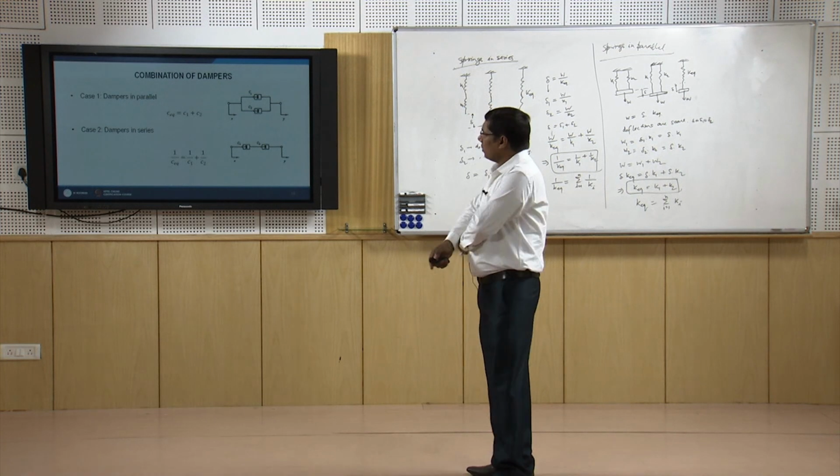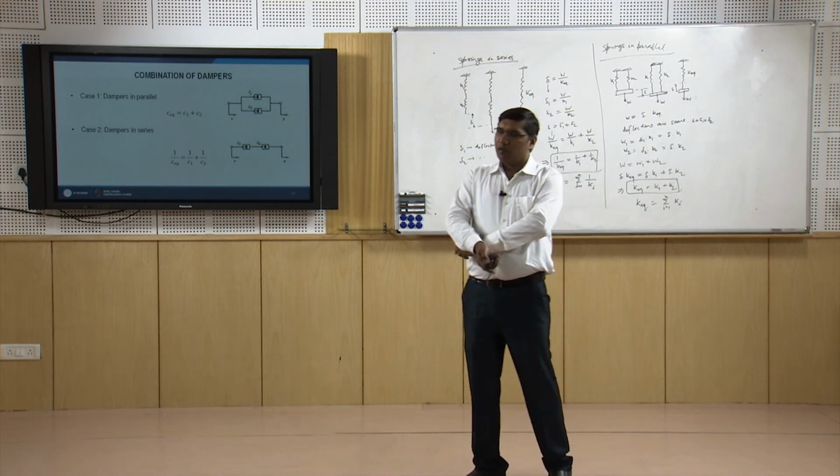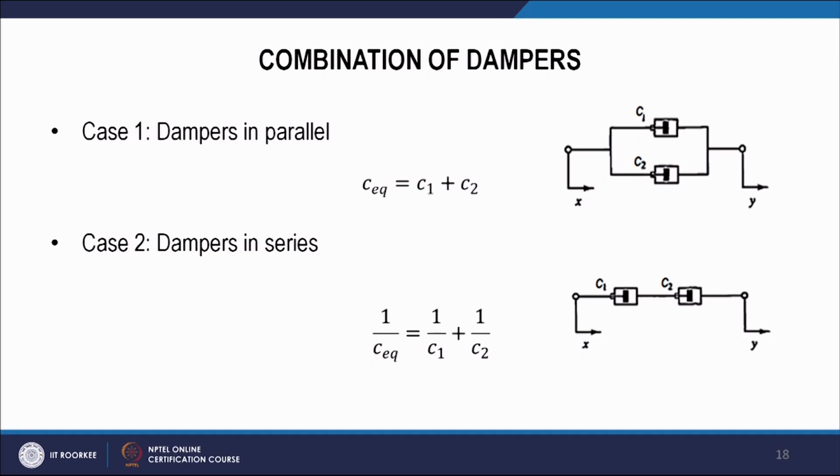For the combination of dampers, a similar formula applies as for the springs. Therefore, if dampers are in parallel, the equivalent will be C1 plus C2, and if dampers are in series, the equivalent will be 1 by C equivalent equal to 1 by C1 plus 1 by C2.